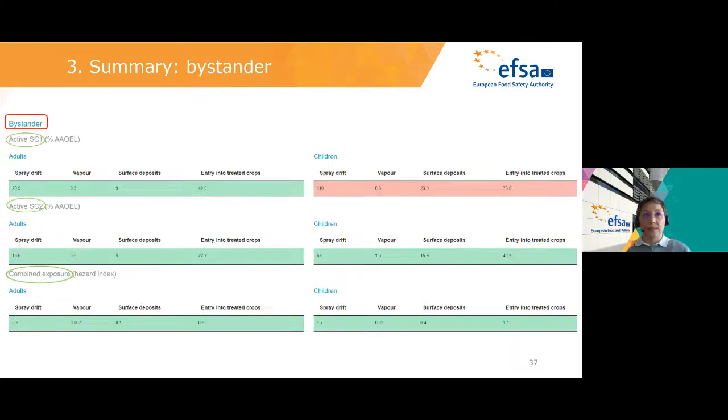Next slide, please. And for the bystander, the results are presented similarly, except you have only the 4 pathways of exposure presented separately. You do not have the mean of all pathways, because this is not applicable to bystander. It is the same approach as in the previous calculator. Next slide, please.